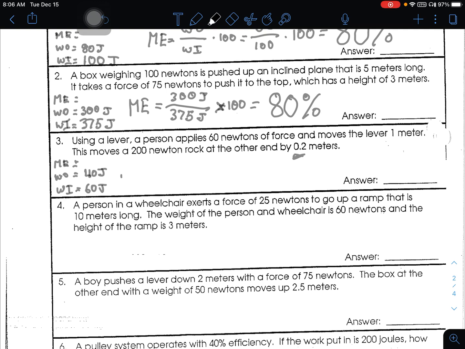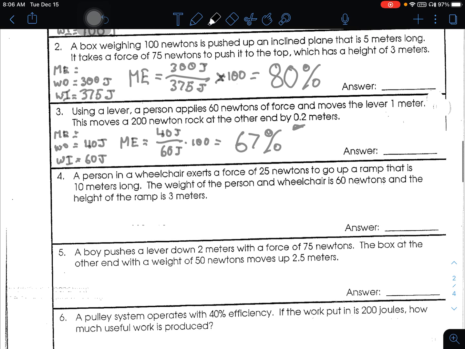Okay, and it's going to be ME equals WO over WI, 40 joules divided by 60 joules times 100, which is equal to 0.67 times 100, which is going to be equal to 67% efficiency. Okay, so there's that one.